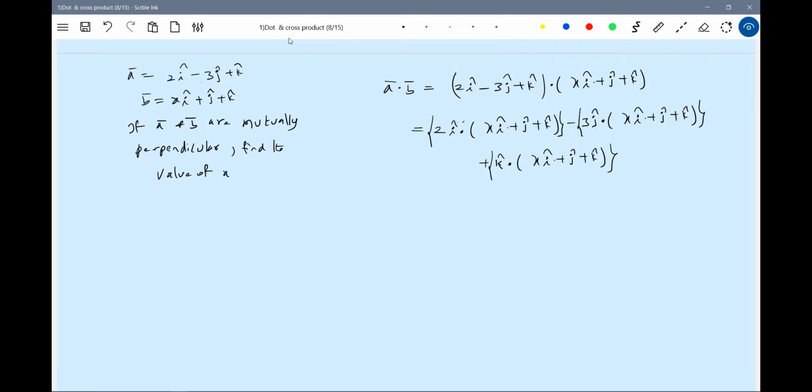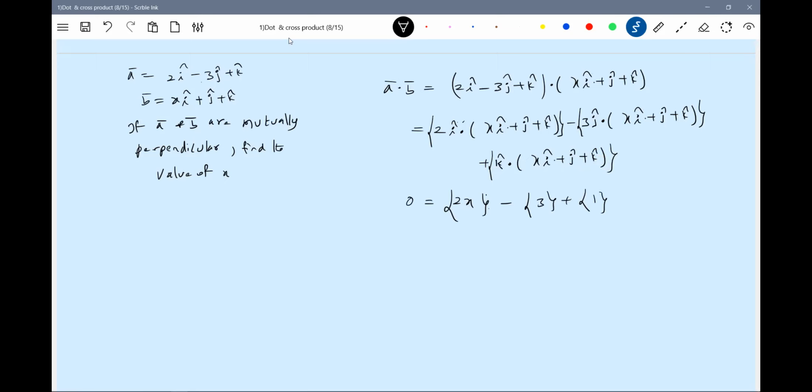Now, I dot I should be 1, I dot j should be 0, I dot k should be 0. 2 is a scalar, so if you take it out of the bracket, this becomes 2x. The remaining terms will be 0, and I need not write them. So 2i cap dot xi cap will be 2x only. This is the first bracket. Minus, j dot i will be 0, j dot j will be 1. What about the third one? K dot i is 0, k dot j is 0, and k dot k should be equal to 1.